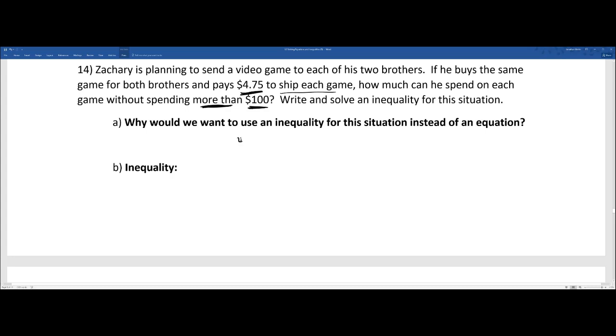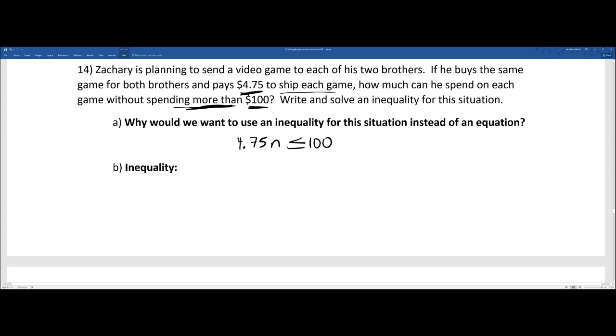He pays $4.75 per game, so number of games. And he can't spend, on each game, more than $100. Can he spend more than? No. Can he spend less than? Yeah. Can he spend exactly 100? Maybe, we don't know yet. Write and solve an inequality for this situation.